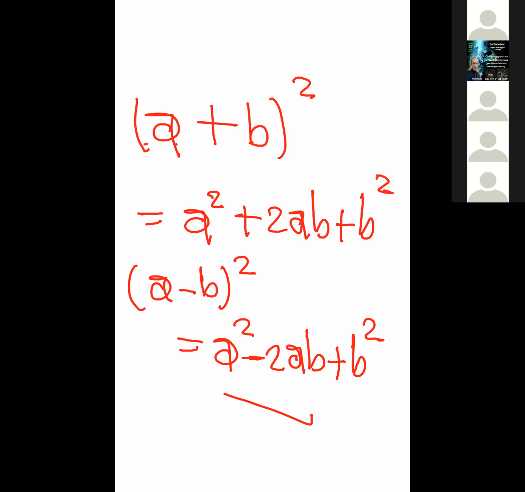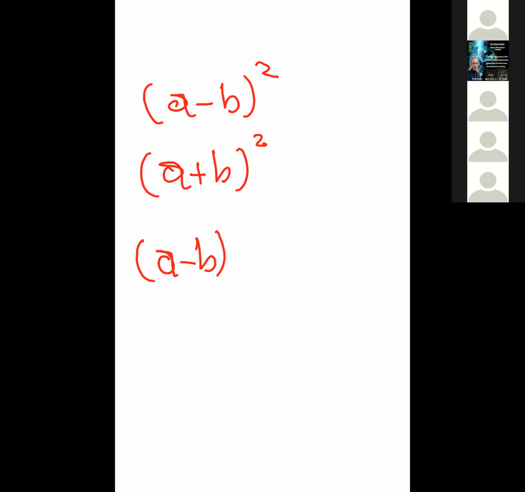Okay, one more rule, one more small rule. If this time it's not a minus b squared, not a plus b squared, no, in this case it will be a minus b times a plus b. So in this case it will equal the first term squared, which is a squared, minus the second term squared, which is b squared.